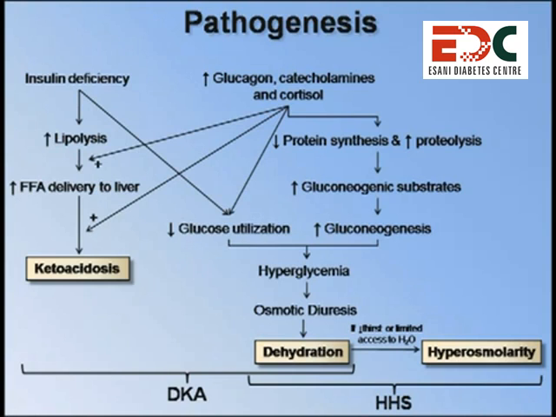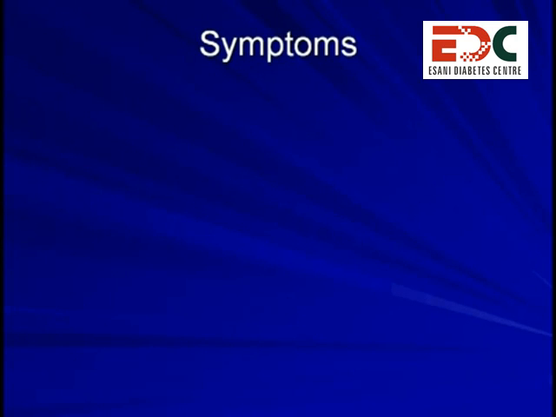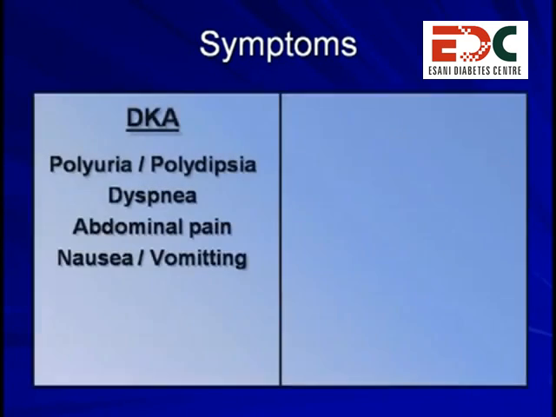Let's move on to discussing how one can recognize a hyperglycemic crisis and how one can distinguish DKA from HHS at the bedside. The major symptoms of DKA include polyuria and polydipsia, dyspnea, abdominal pain, and nausea and vomiting. The polyuria and polydipsia are due to the osmotic diuresis from excessive glucose spilling into the urine.